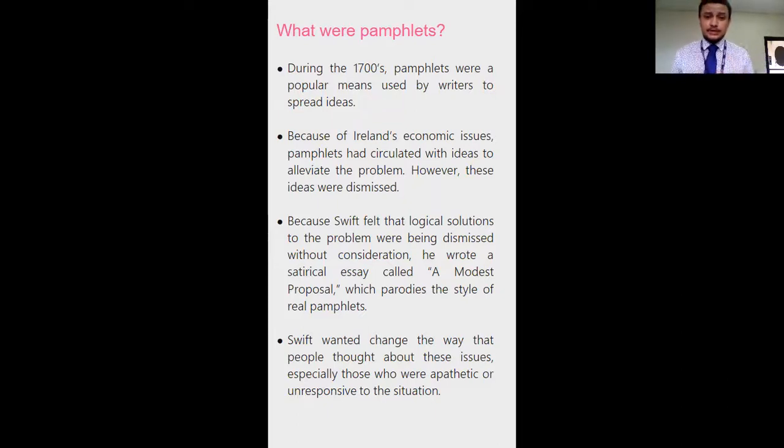Because Swift felt that logical solutions to the problem, logical would be logos, were being dismissed without consideration, he wrote a satirical essay called A Modest Proposal, una propuesta modesta. Incluso en el título hay un tono satírico. Te puede escribir una propuesta modesta, which parodies the style of real pamphlets. Swift wanted to change the way that people thought about the issues, especially those who were apathetic or unresponsive to the situation.